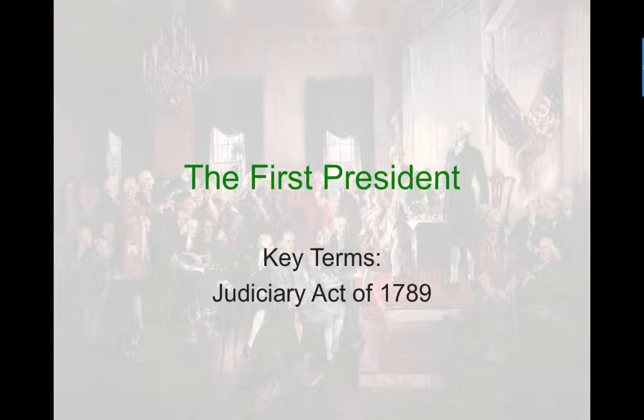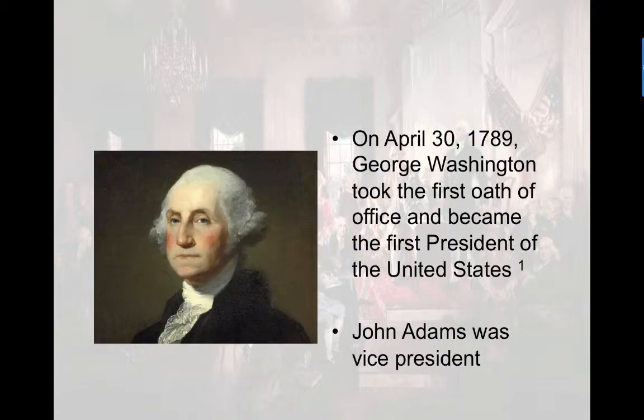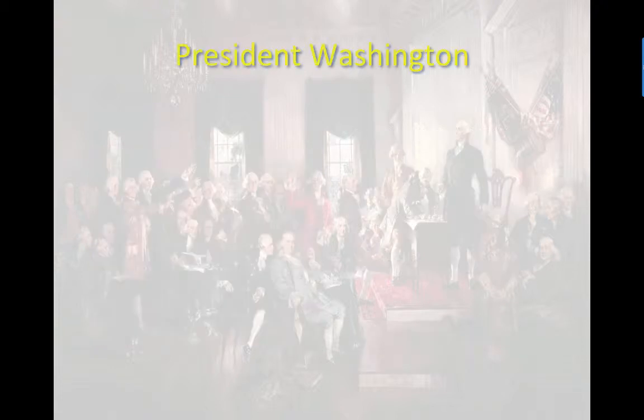So now that we have a government established, we're going to look at the first president. Key term, Judiciary Act of 1789. Hopefully we know that George Washington was the first president of the United States. He was voted in and elected unanimously, and on April 30th, 1789, he took the first oath of office. John Adams was the first vice president.